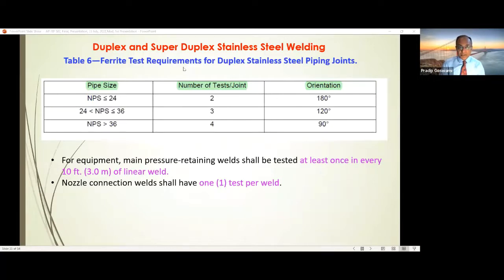These are the ferrite test requirements for duplex stainless steel piping joints. And you can see here the typical requirements for the orientation of ferrite testing.